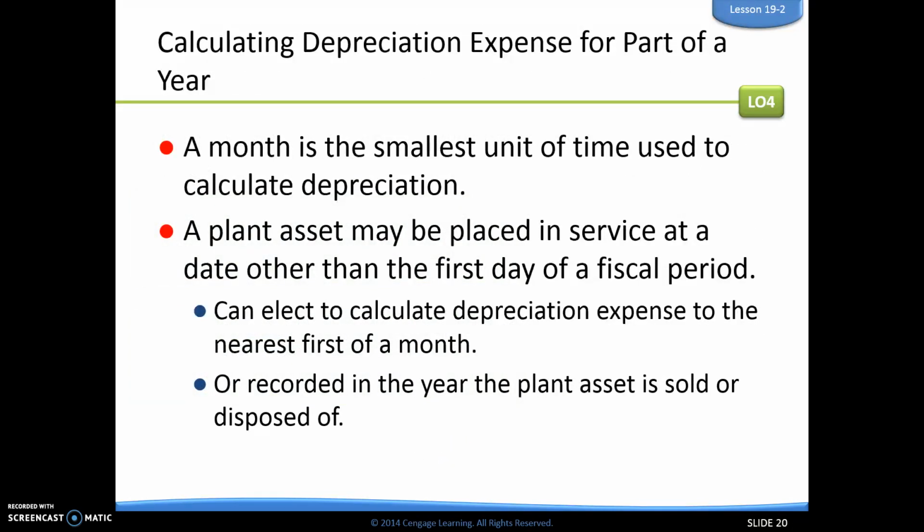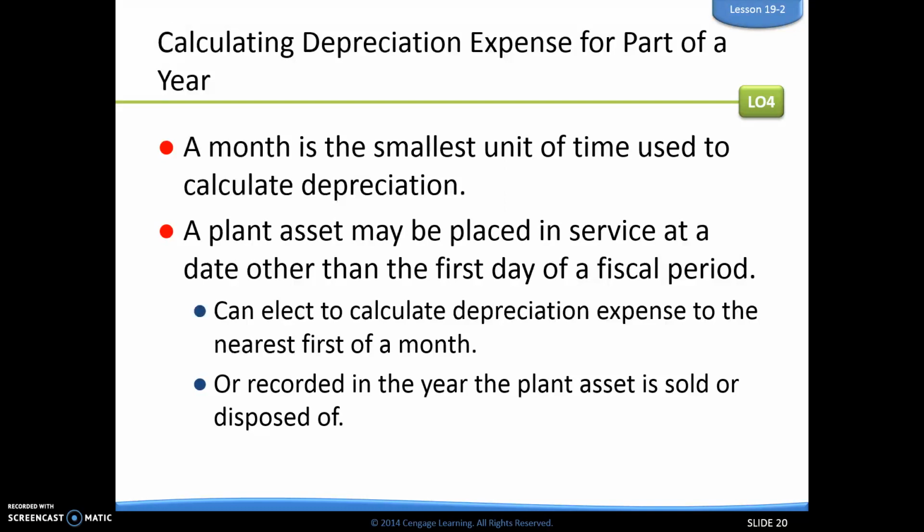Now, of course, nothing is ever perfect, and so there are going to be times where we buy a plant asset and put it into use, not at the beginning of a fiscal period. So the smallest amount of time that we will calculate depreciation expense with is a month. We're not going to break it down into days because that would just be too tedious. So instead, we can break it down into parts of a month or into a month.